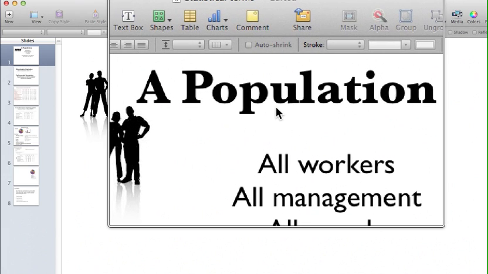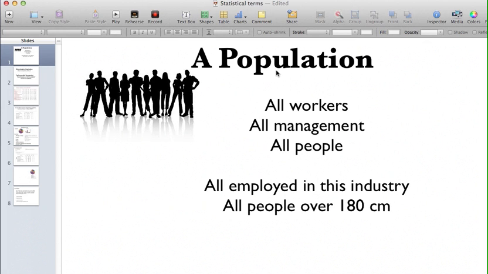So the population is often used in a technical way. For instance, it could be all the workers. It could be all people who are workers, basically. It could be all management, just looking at the population of management and nothing else. It could be all people in Australia, all people in the UK, all people in the world. And it excludes animals, obviously, although some people may in fact fit that category.